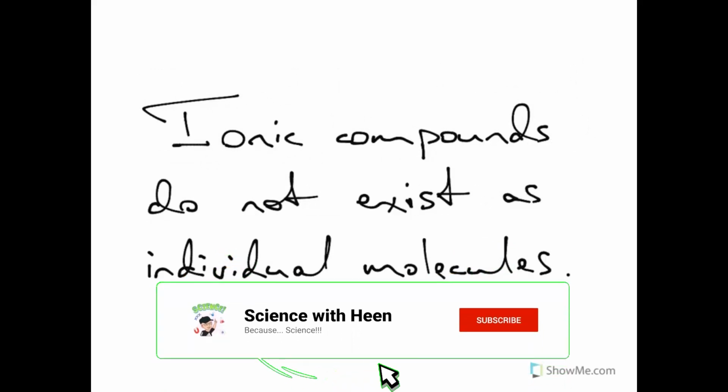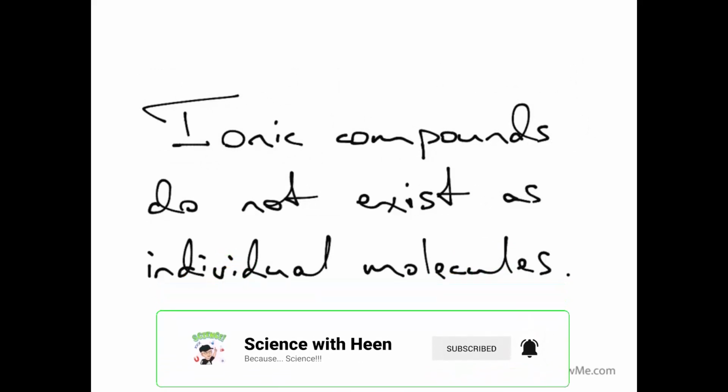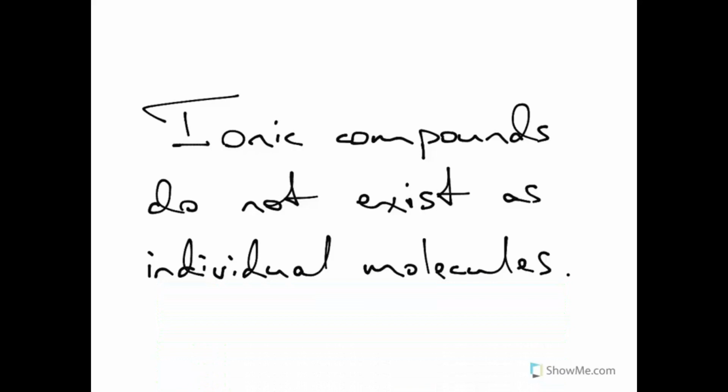However, the force of attraction between a single metallic atom and a single non-metallic atom is actually not enough to remove an electron from the metal. Because of this, ionic compounds do not exist as individual molecules. Instead, they exist as a 3D lattice, a three-dimensional lattice of many ions.